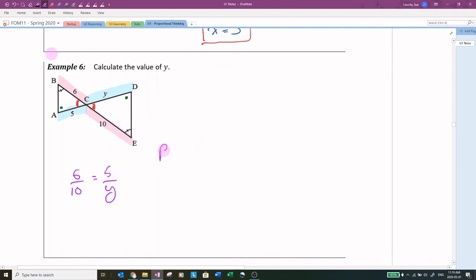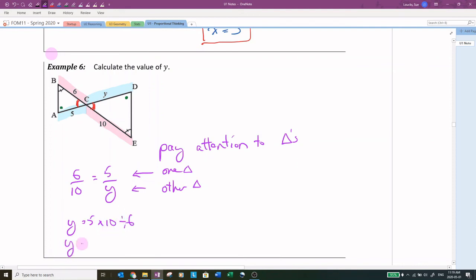Pay attention to the triangles, okay? Remember that these two have to be one triangle, and these two have to be the other triangle. Don't be tempted to put 6 and Y together and 5 and 10 together because those are like top and bottom. Pay attention to the triangle. All right, now we get Y equals 5 times 10 divided by 6, and Y equals 8.3.